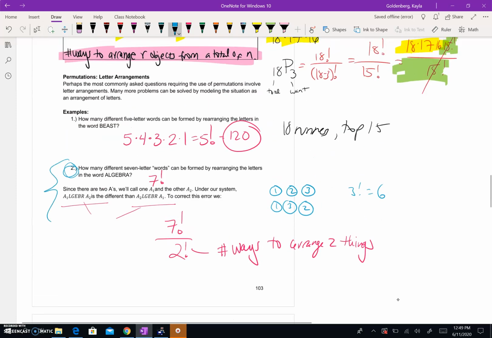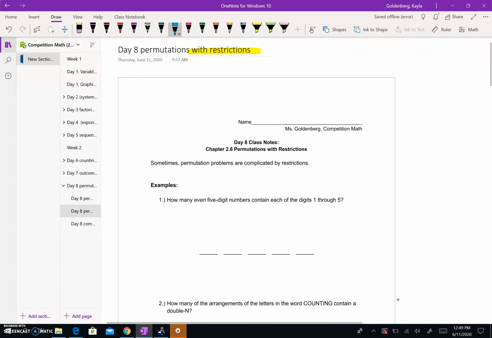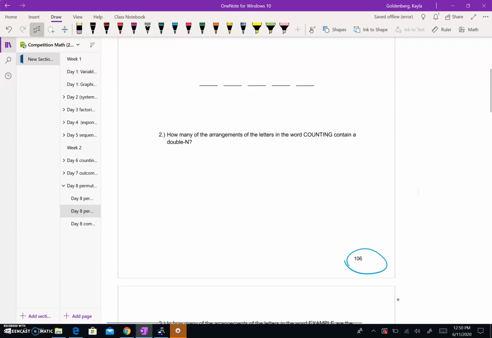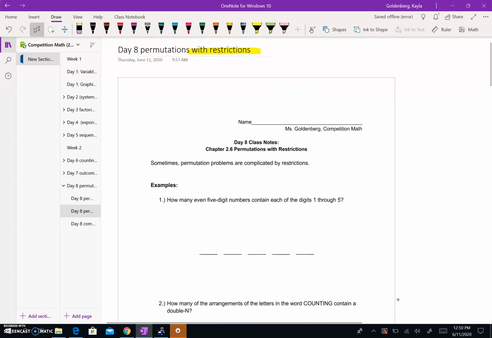This last problem, if you thought this Algebra 1 is interesting, in our next video we're going to be looking at permutations with restrictions, where there's a little bit more complexity going on. So we're going to be picking it up on page 106 in the next video. I'll see you guys there.